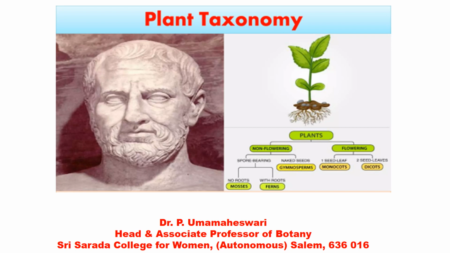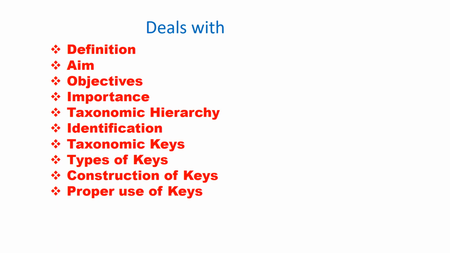In this video, we are going to see the introduction of plant taxonomy and its taxonomic keys. This video deals with the definition of systematics and taxonomy, aim of taxonomy, objectives of taxonomy, importance of taxonomy, taxonomic hierarchy, identification, taxonomic keys and its types, and how to construct the keys and how to use the keys for proper usage.